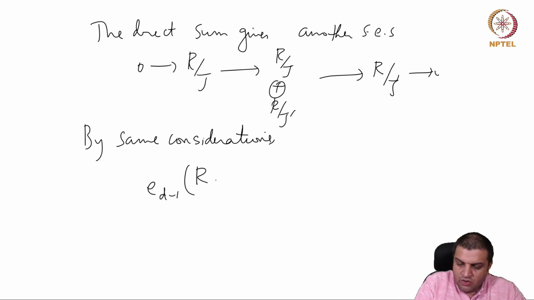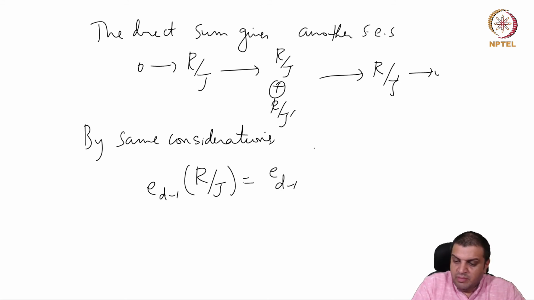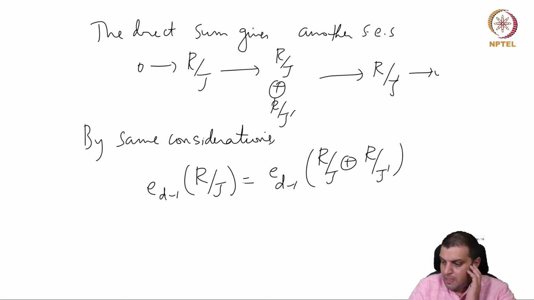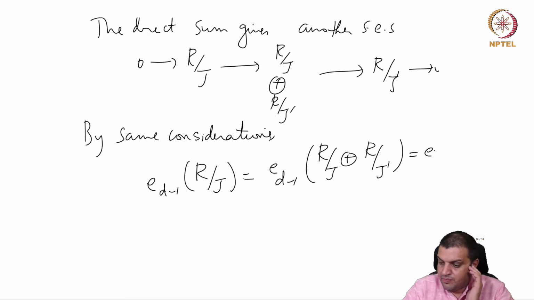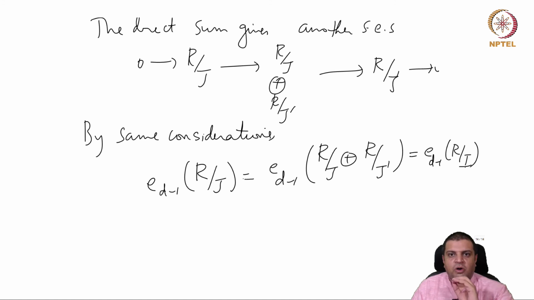e_{d-1} of R mod J equals e_{d-1} of R mod J direct sum R mod J prime. But this is what we have already concluded is equal to R mod I. So in other words, we have removed all components from I of strictly smaller dimension. One could have argued it by removing one component also. But anyway, we can now replace I by J if we want, and assume that all components of I have the same dimension.